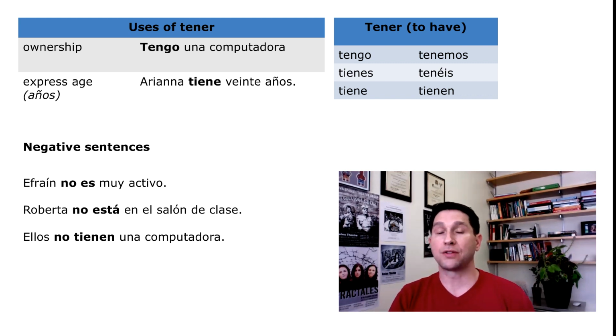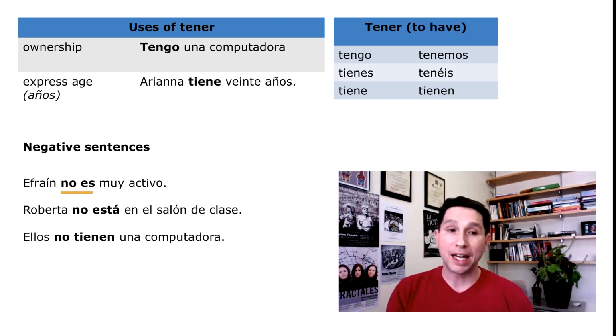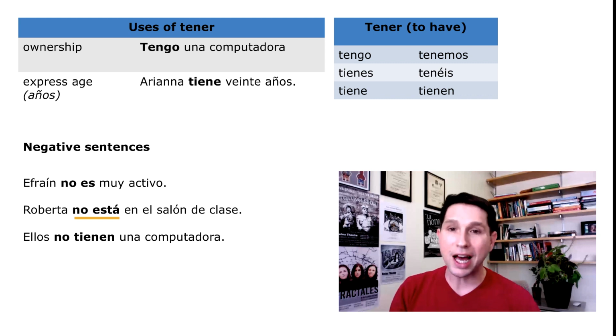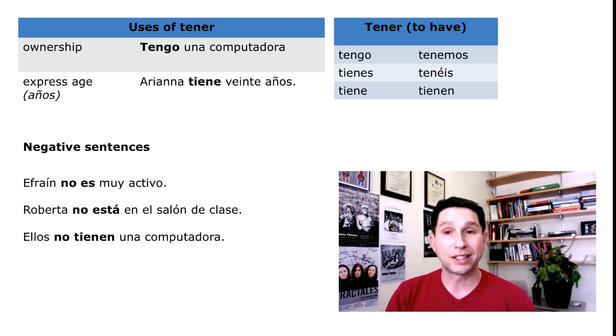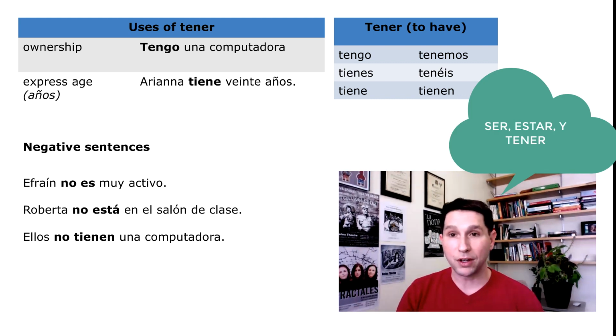Now, to use these verbs in the negative way, all you have to do is put no before the conjugated verb. For example, Efraín no es activo. Roberta no está en el salón de clase. Y ellos no tienen una computadora. Good. Now you guys have learned the conjugations of ser, estar, and tener, and some of the uses.